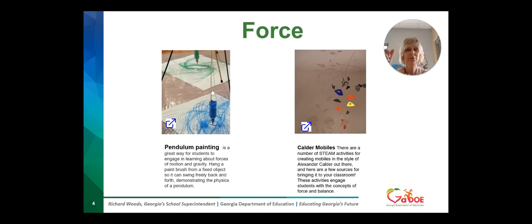The other one that's a good one for force is the Calder mobiles. And wherever I've put these little icons for links, if you click on the picture, it'll take you to the link for the site. I've linked both of these where you can get a little more specific information. I only have 10 minutes, and I had a lot of ideas, so I put a lot of links in here so you can go back and research. But these are great exercises in art that build on the concepts of force and balance.